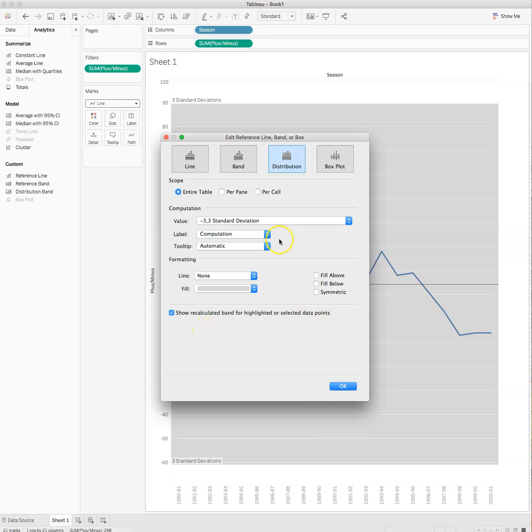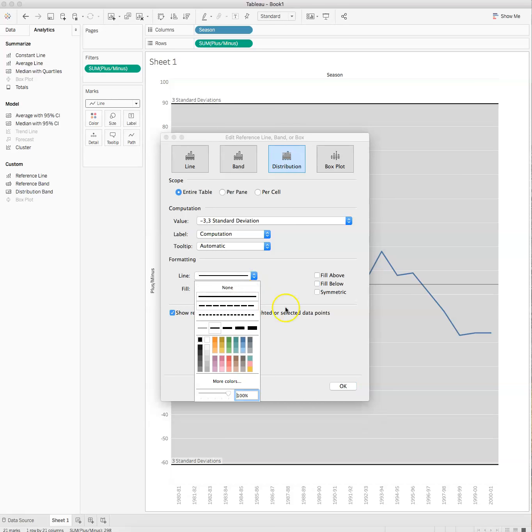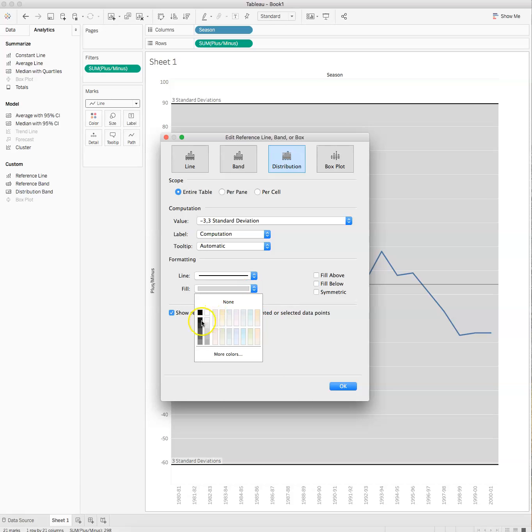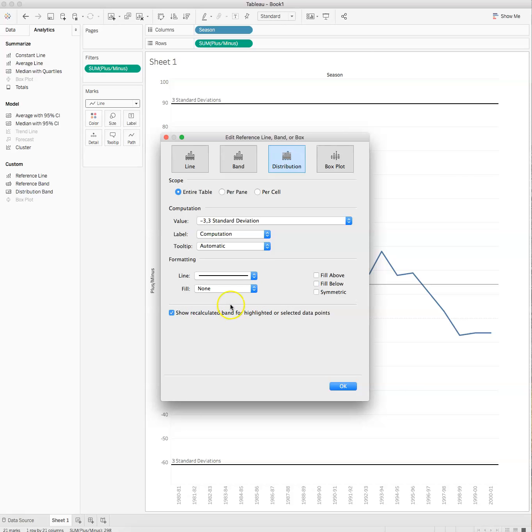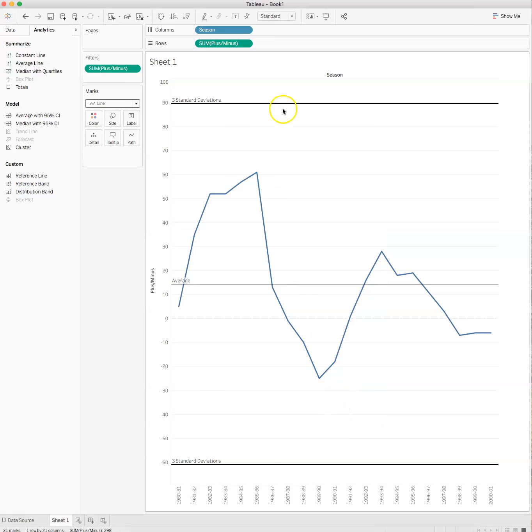And I want a line. Not a fill. I want a line. So I'll put that here. And I want to use black, no fill. I want to use the black line right there. And click OK. So 3 standard deviations above and below. Okay.